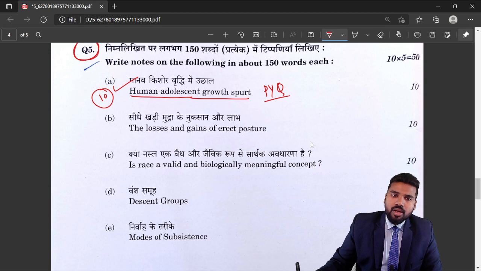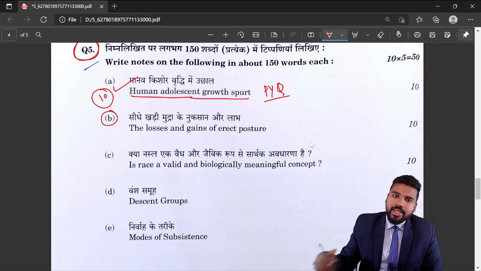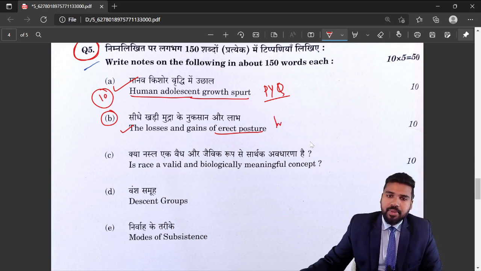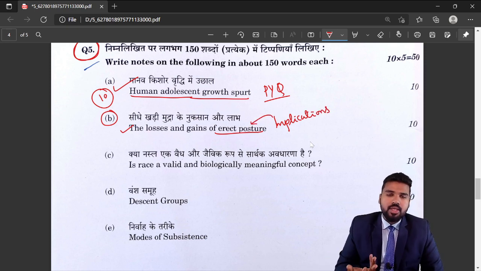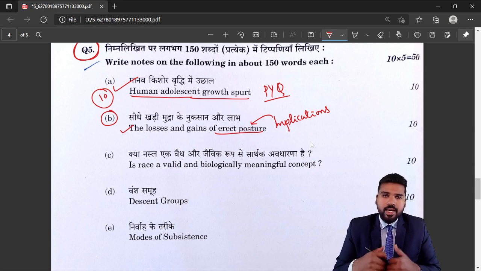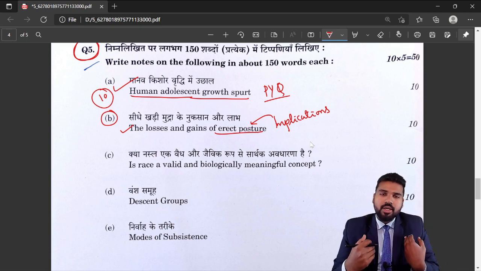Similarly, look at part B, the losses and gains of erect posture. See, this is again from your human evolution, where you have the implications of erect posture. They have modified it a little and asked. So here you just have to write the implications. What are the gains that have happened? What are the losses that have happened? You can talk about, as a result of this erect posture, the 4 bends in your spinal cord. As a result of it, what changes have happened?